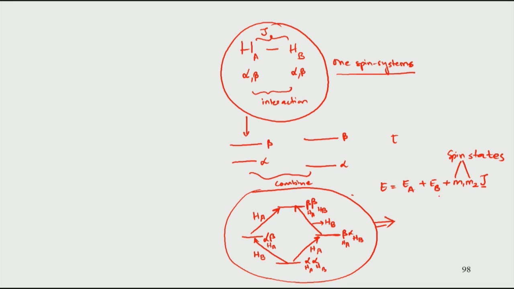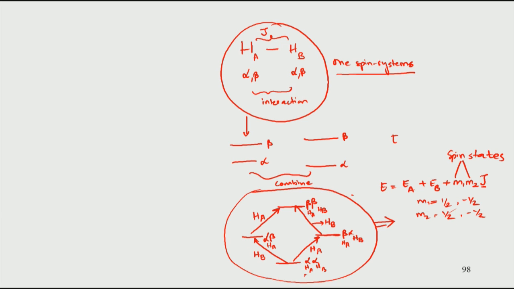So, M1 can be equal to half, or it can be minus half. M2 can be equal to half, or it can be minus half. So, there are 4 possibilities: half half combination, half minus half combination, minus half plus half combination, and minus half minus half. So, this is what is shown here.